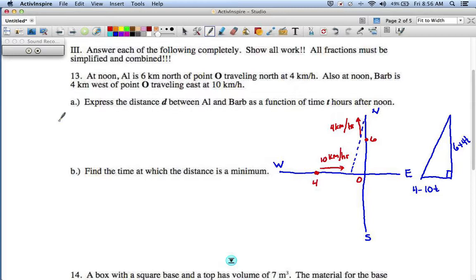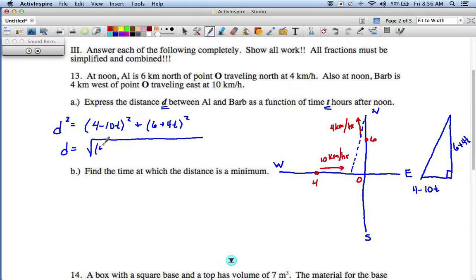So my distance as a function of time, distance squared equals leg squared plus other leg squared. So my distance is going to be the positive square root of that. I don't care about the negative piece because we're talking about distance. That's positive and only positive. So the square root of (4 minus 10t) squared plus (6 plus 4t) squared.